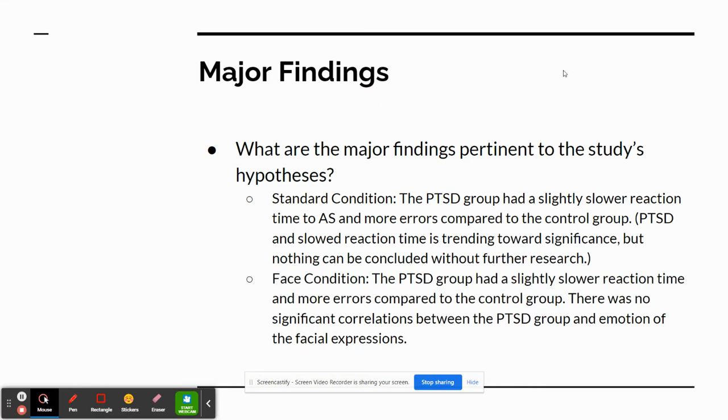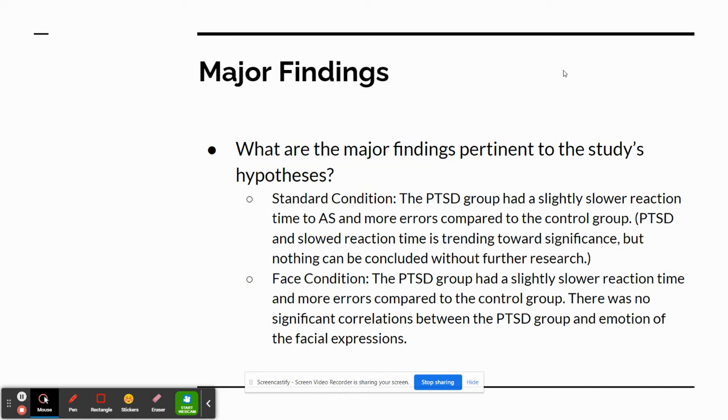All right, results. Major findings. What are the major findings pertinent to the study's hypotheses? For the standard condition, the PTSD group had a slightly slower reaction time to AS and more errors compared to the control group. PTSD and slowed reaction time is trending toward significance, but nothing can be concluded without further research.